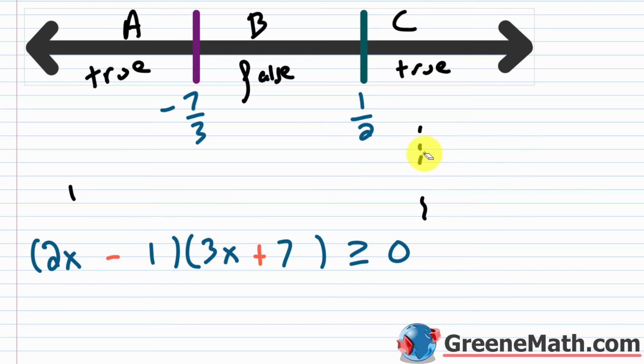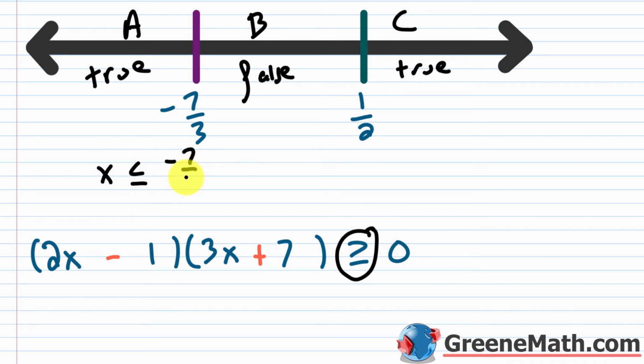So to get my solution here, consider the fact that you have a non-strict inequality. So your critical values will be included because they will satisfy the inequality. You would have 0 is greater than or equal to 0 in each case, which is a true statement. So we would say that x is less than or equal to -7/3. And then or x is greater than or equal to 1/2. So exactly what we found from the graph.